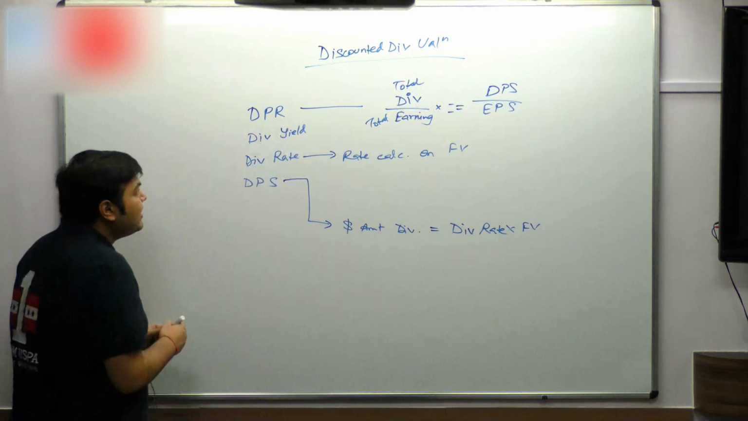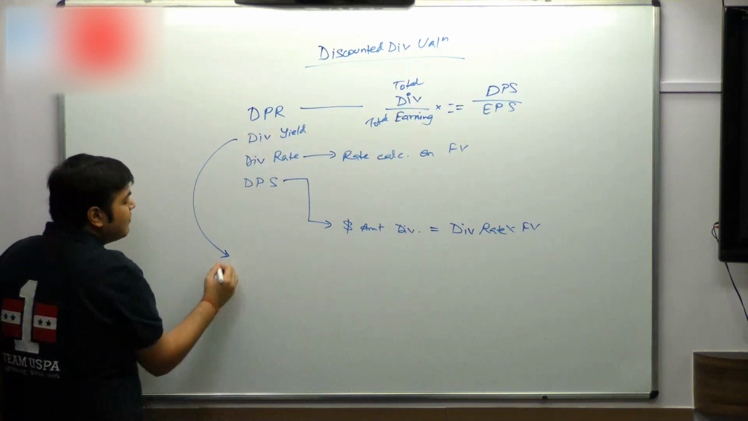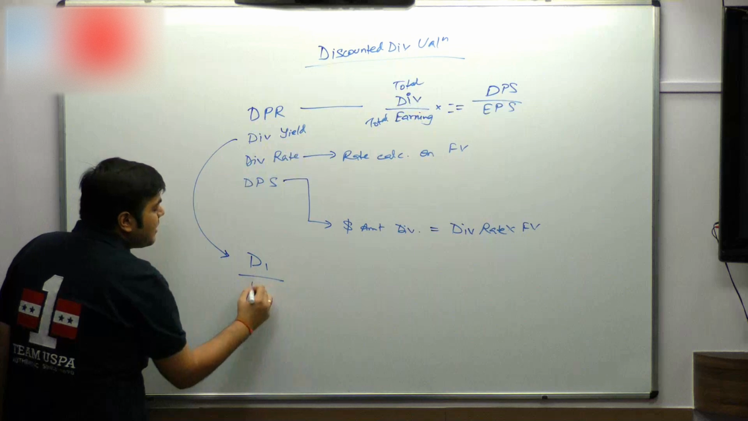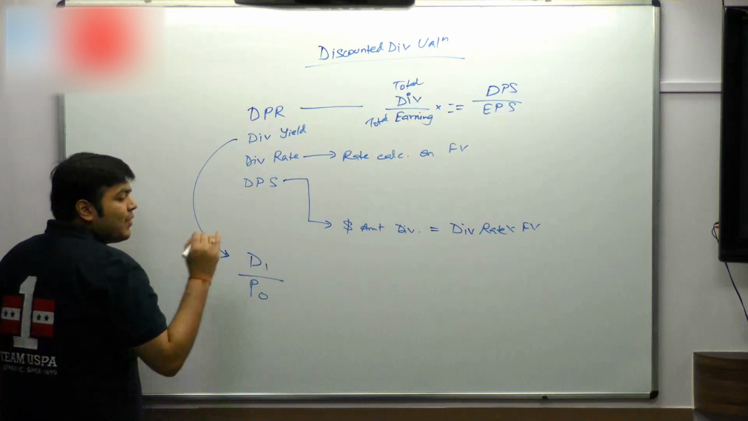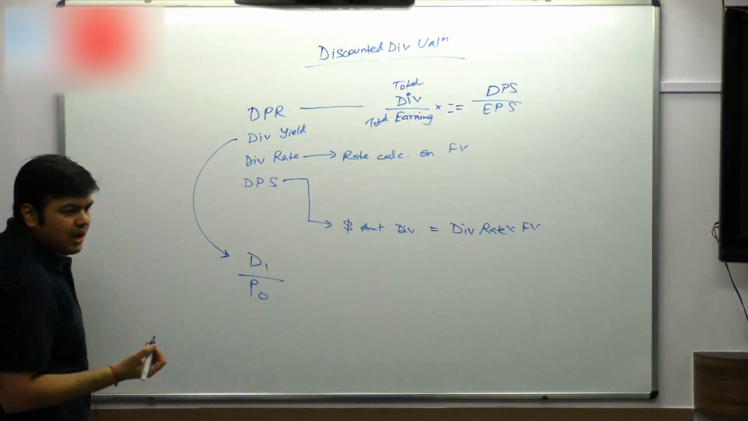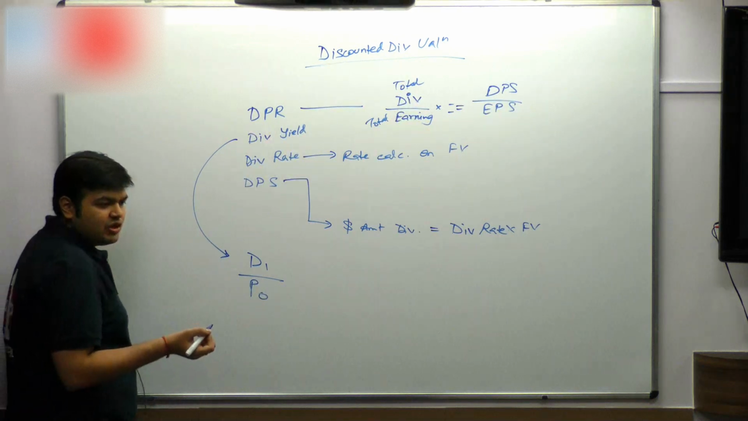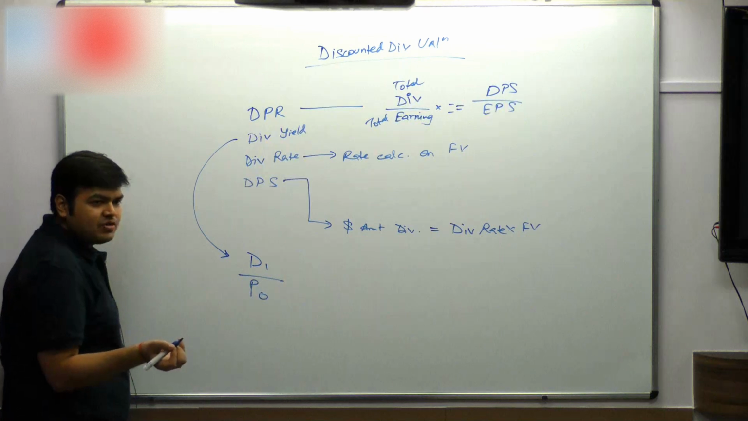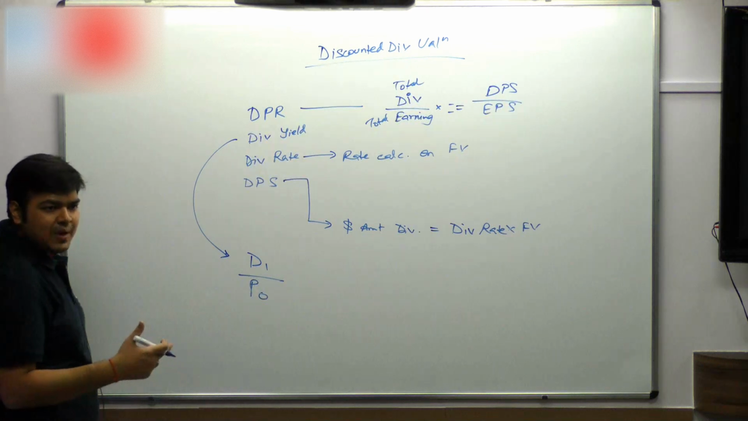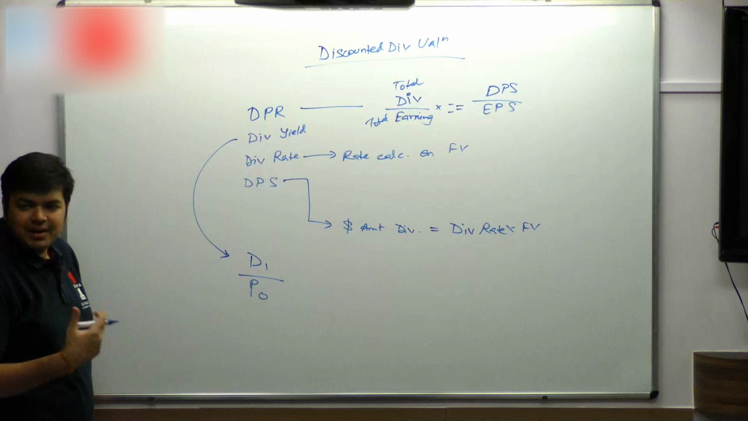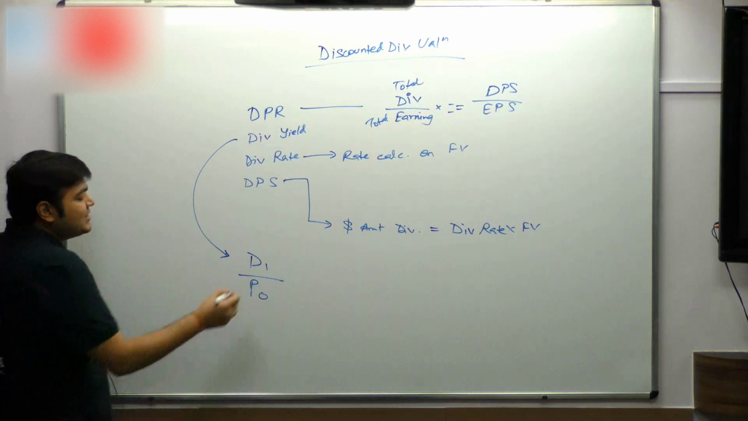So what is your dividend yield? When you're looking at dividend yield, that is D1 by P0 generally. When we are using the Gordon growth formula, I hope you all know the Gordon growth formula, that is P0 is equal to D1 by RE minus G. We are just going to be proving that formula as well. We will prove the formula D1 by RE minus G. So D1 by P0 is your dividend yield.